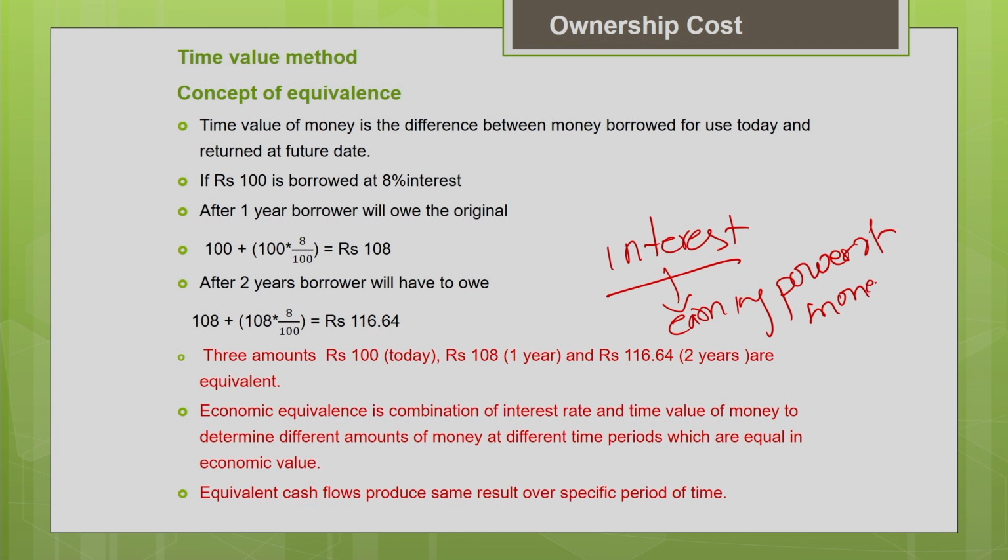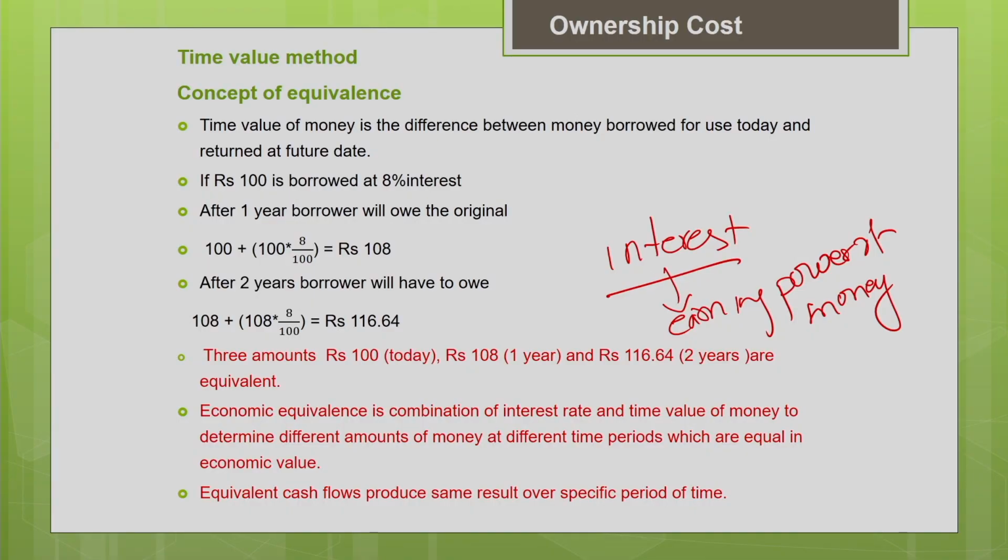From another perspective, by giving the 100 rupees to the person, the lender is losing the freedom of using that 100 rupees. To compensate for that, he charges you this interest, a kind of rent we pay for using his money. You can define it in different ways, but basically interest is the earning power of the money. So the time value of money is the difference between the money borrowed for use today and returned at a future date.